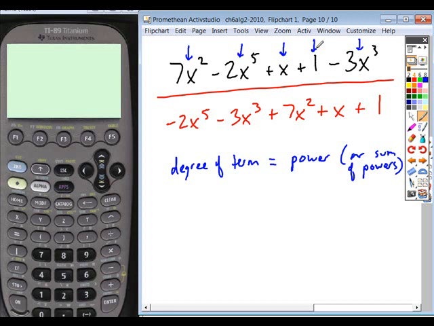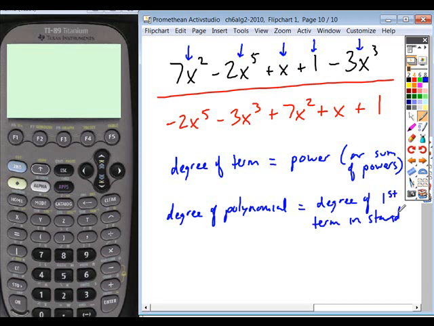Now, you can also refer to the degree of the polynomial. And when you find the degree of a polynomial, it's whatever the degree of the leading term is when it's written in standard form. So what would be the degree of this polynomial here in the top? It's 5, right? When you write it in standard form, what's the highest degree? That is the degree of the polynomial.